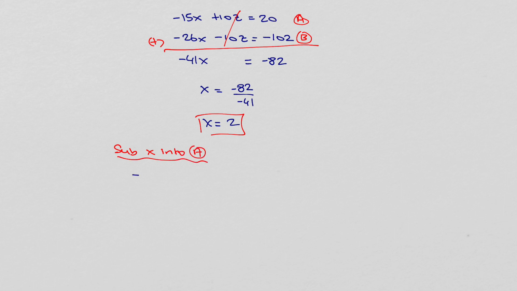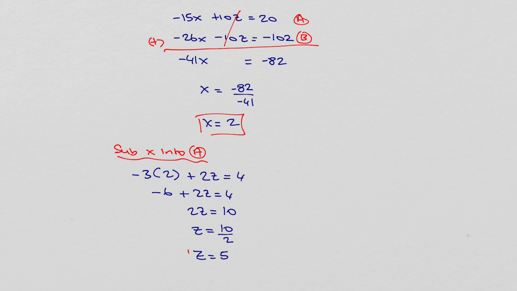So that becomes minus 3 times x plus 2 times z equals 4. So in other words, minus 6 plus 2z equals 4. If I add 6 to both sides, that gives me 2z equals 10. And if I divide both sides across by 2, well, 10 divided by 2 is 5.